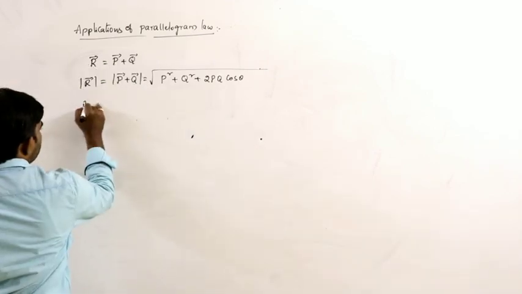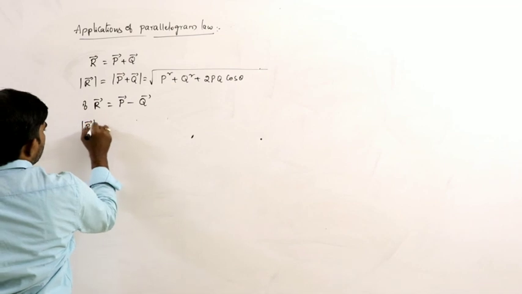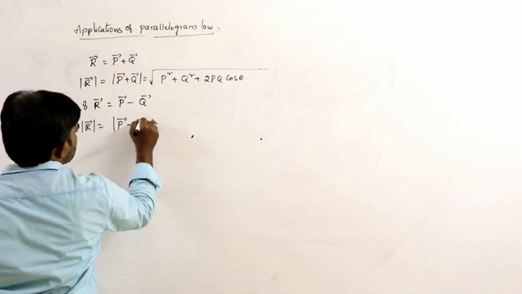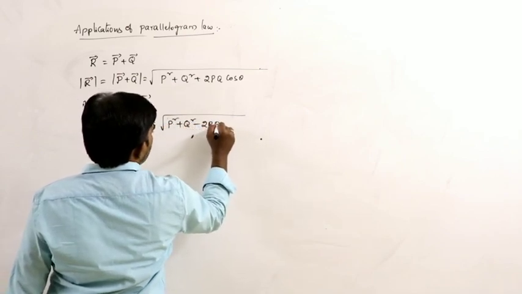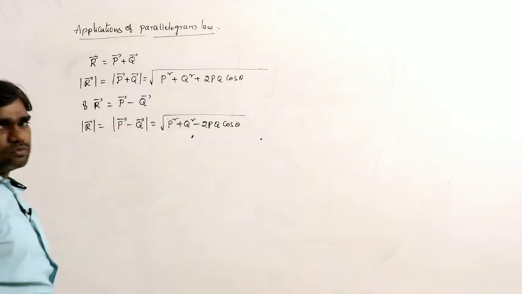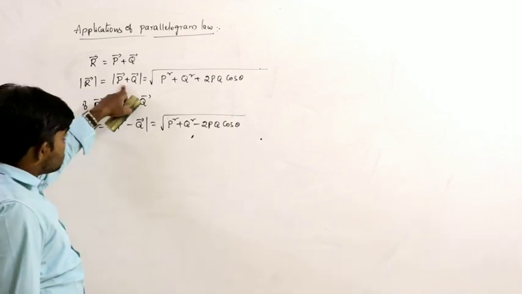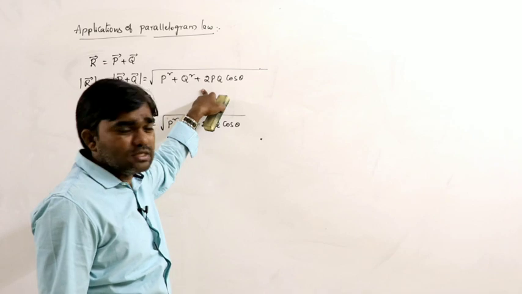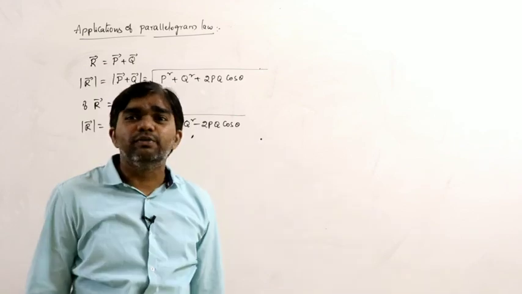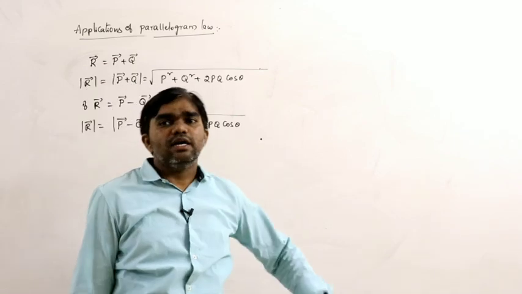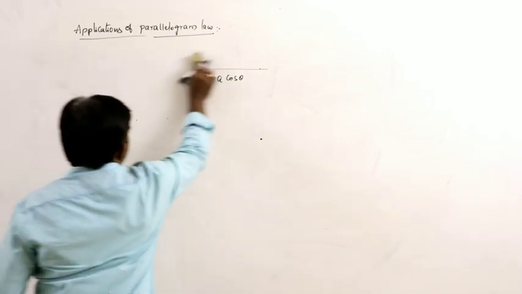In the same way, if r bar is equal to p bar minus q bar, then the magnitude of r bar is equal to the magnitude of p bar minus q bar, which can be written as under root p square plus q square minus 2pq cos theta. So if it is p bar plus q bar, we write p square plus q square plus 2pq cos theta. If it is p bar minus q bar, we write p square plus q square minus 2pq cos theta. Remember that these two formulas are important here.